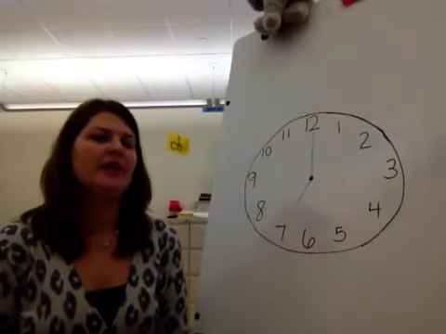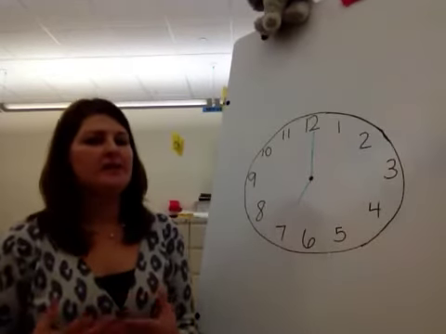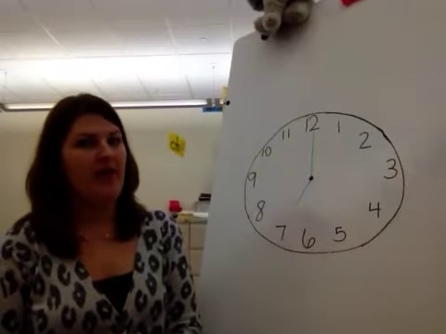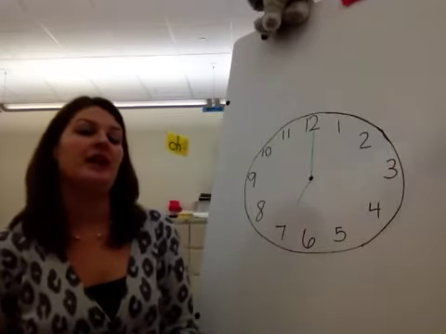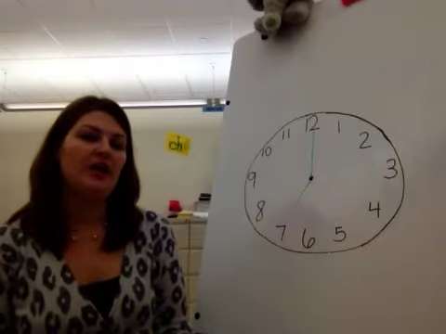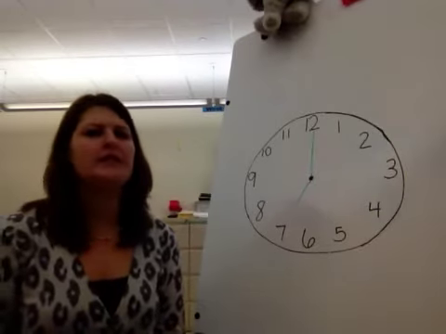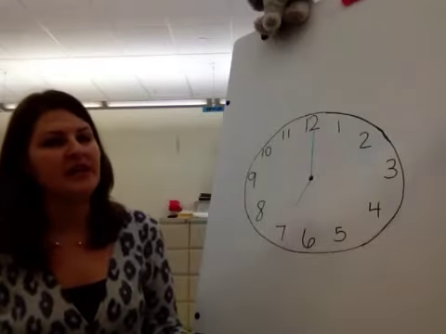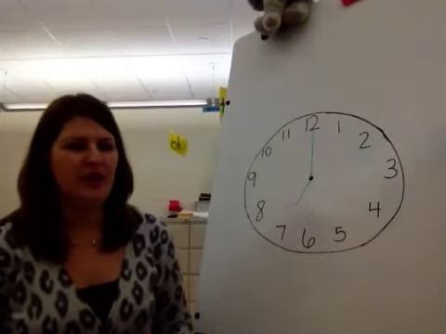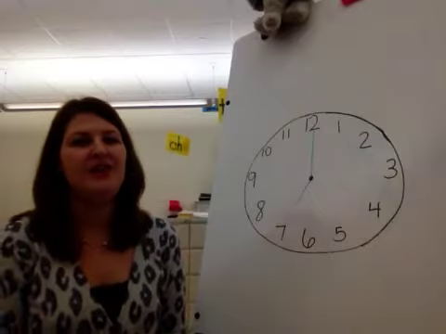Today we're going to be talking about elapsed time. Elapsed time is when we are given a start time and we need to figure out what a new time is. Our new time can either be earlier or later, and it can range from minutes to hours or hours and minutes later.